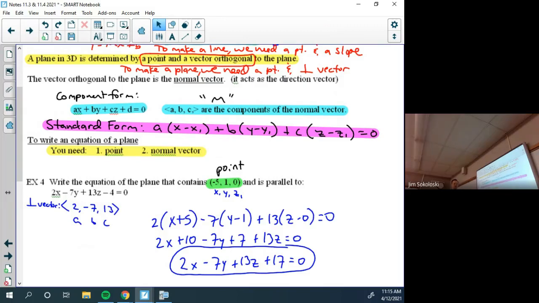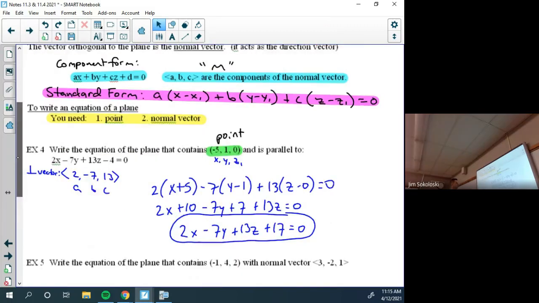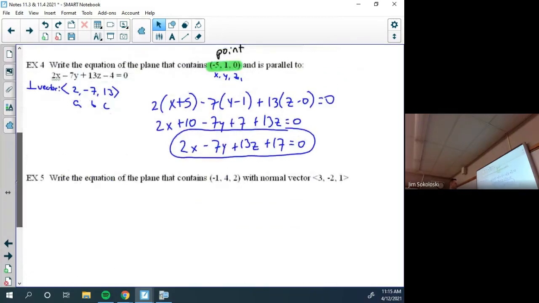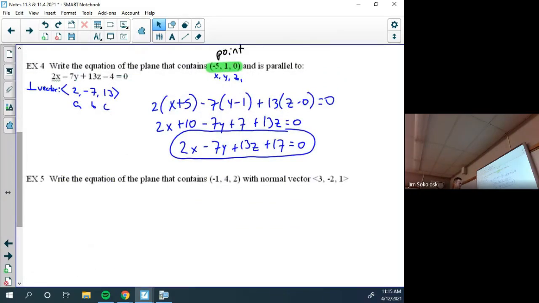I like to stick with my guns. This is the way I like it. Okay, so write the equation of a plane that contains (-1, 4, 2). So here's my x1, my y1, my z1, and the vector is <3, -2, 1>, my A, B, C.